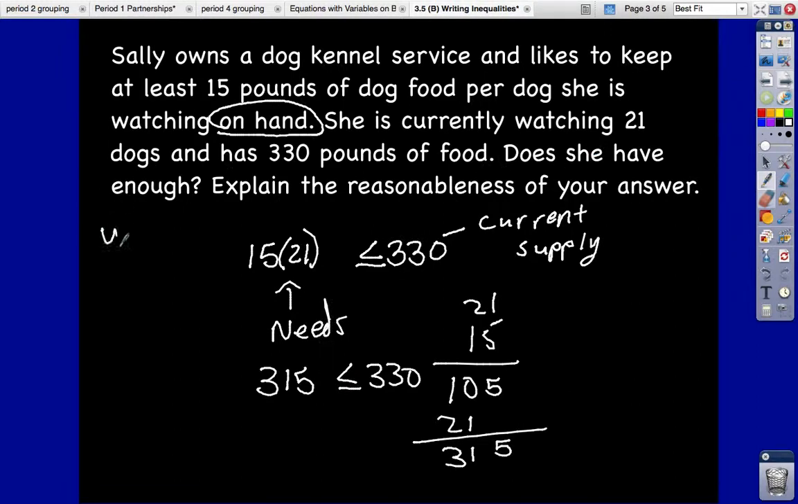So my answer would be yes, but then I would put a comma or a period and write a new sentence explaining the reasonableness of my answer. And in that explanation, I would say, I know she has enough because 330 is greater than 315. And she needed her supply to be greater than or equal to her need of dog food. That's one explanation I could give.